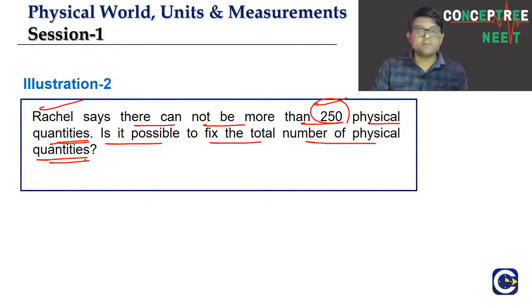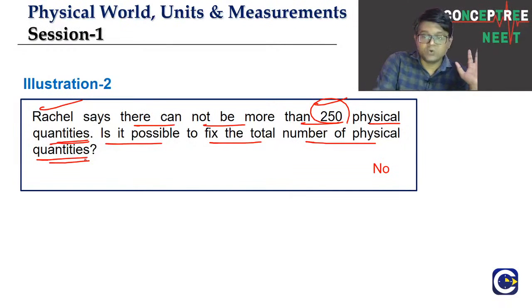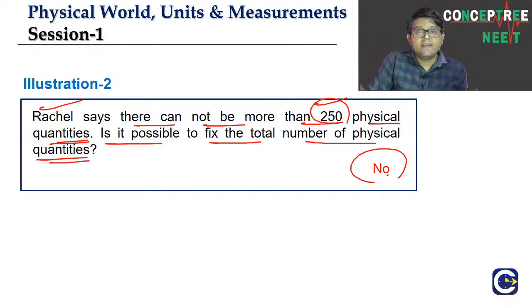We cannot fix a limit like that. Because as science is progressing, suddenly tomorrow somebody might come and discover new physical quantities. So the advancement in physics will happen through the discovery of new physical quantities, right? So we may not be able to put a limit. If Rachel is saying that she can put a limit on the number of physical quantities, we will not be able to do it. Clear, guys? Can we keep a limit like this? No. As things are progressing, we may discover new and new different physical quantities.